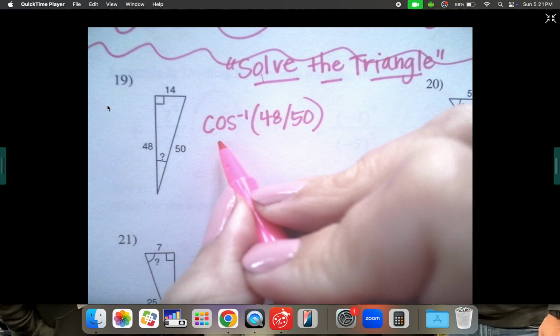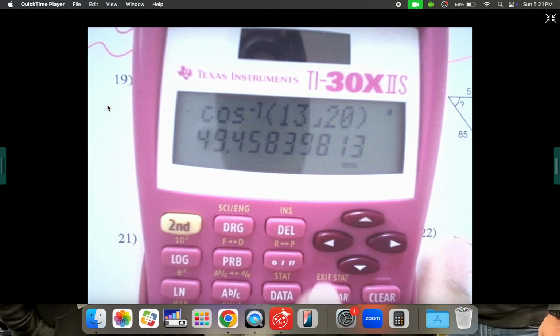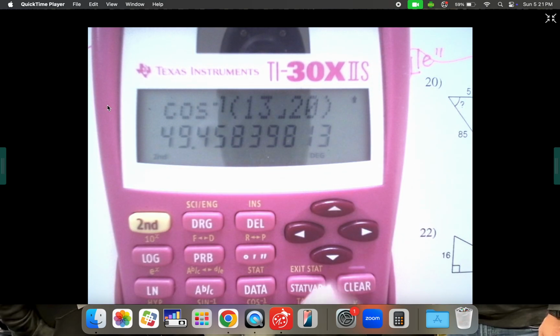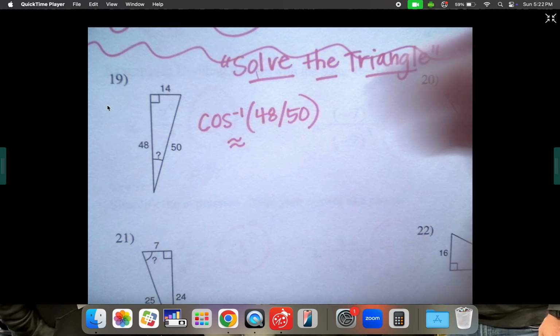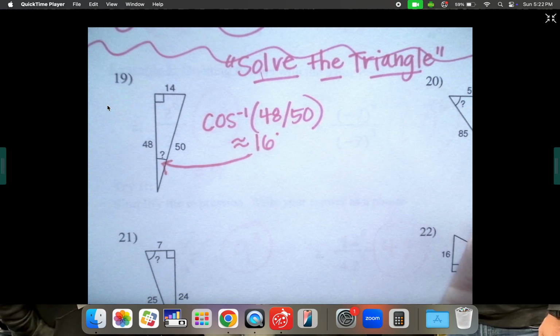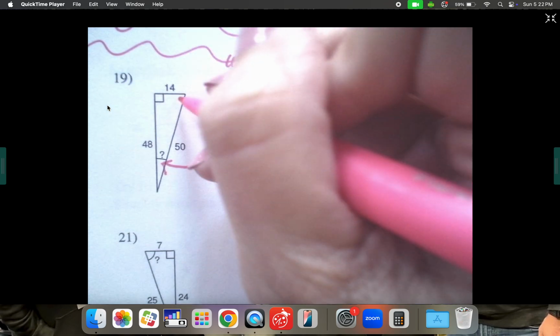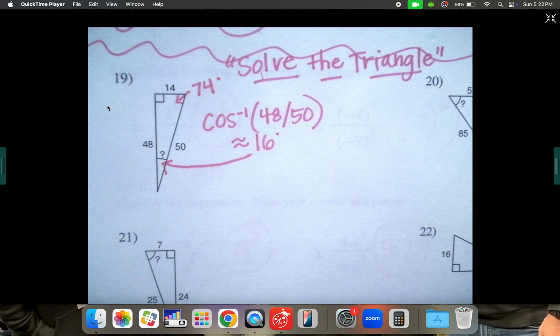And when I put that in my calculator, I think we're going to the nearest whole degree. So I'm just going to round it to the whole degree. So cosine inverse of 48 to 50 is going to be, we'll call it 16 degrees. So if this one is 16 degrees, then if I subtract that from 90, I hope I'm doing this math in my head right, it'd be 74 for this angle. Okay, I hope that made sense.